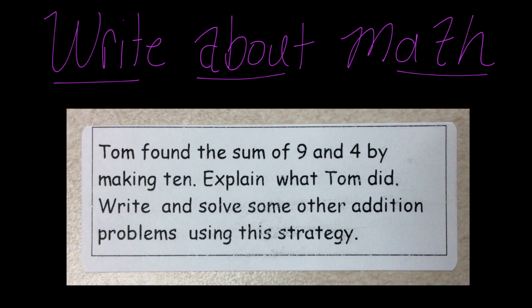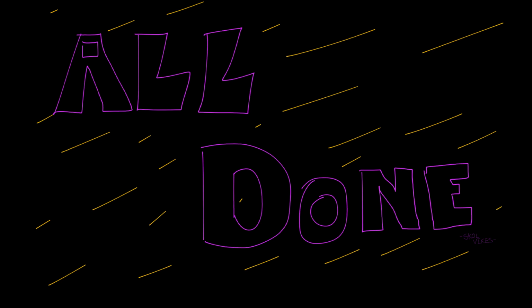What they mean by making 10 is they mean that he got to 10 and then he just added what was left over. So if he starts at 9 and he goes to 10, he went up 1. How many would he have left out of his 4 to get to 10? And then make up some other ones where you could get to 10 and then figure out the rest of your problem. Okay? If you need more help, I can help you with that. All done.